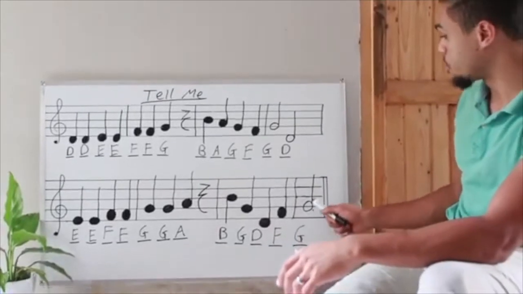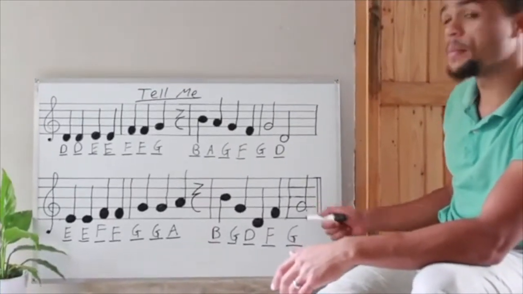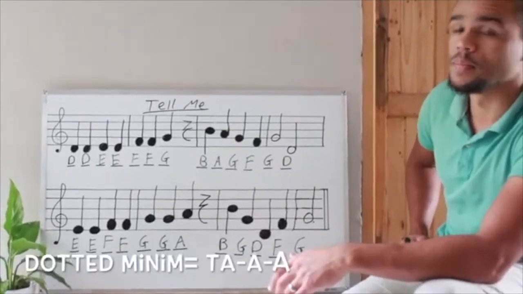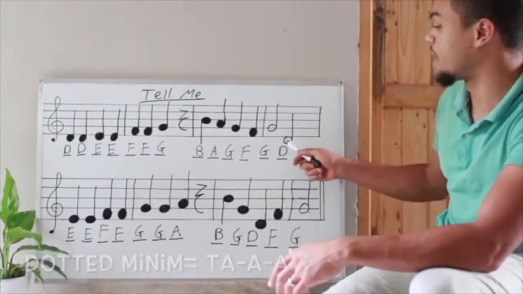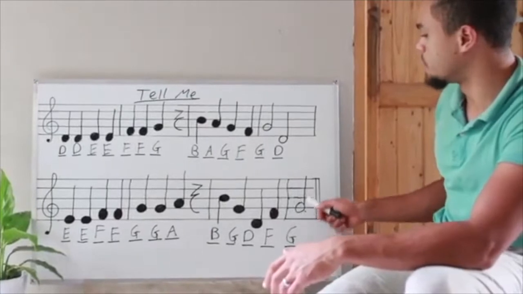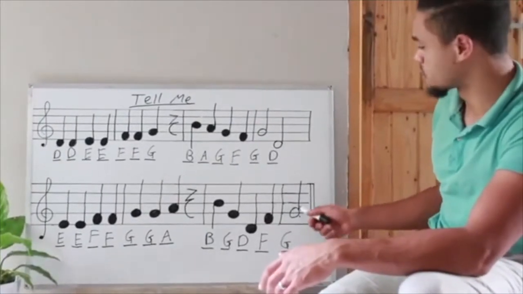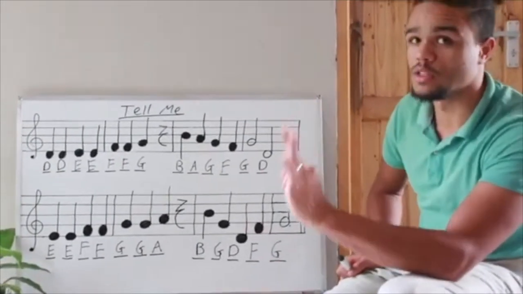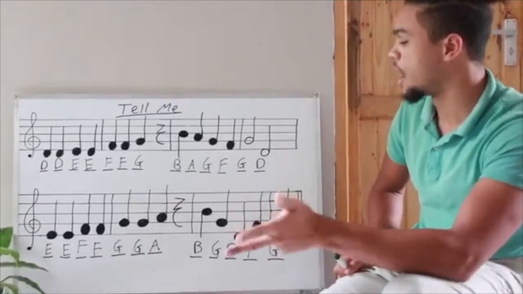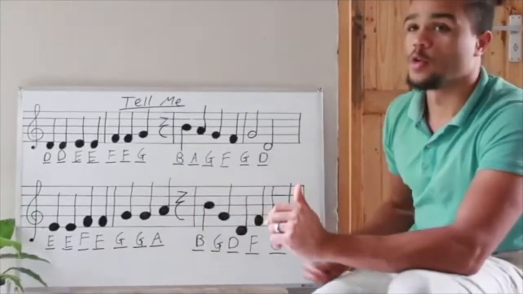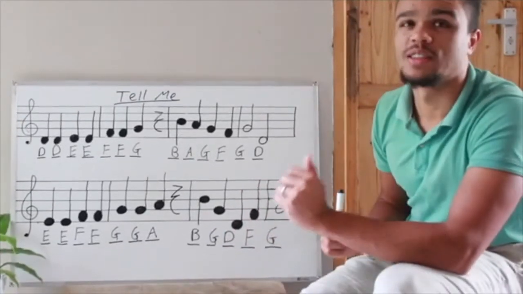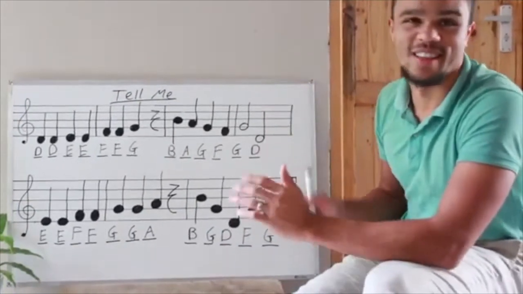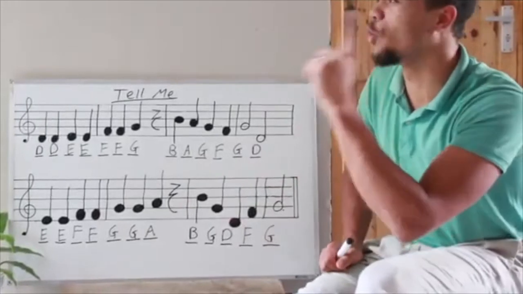When you can see through it and it has a dot, that makes it a minim. And a minim is a half note. So this makes it a dotted minim. The reason why it's called a dotted minim is because of the dot. And it has three beats. So ta, a, a. The rest rests for a ta. It just rests. So rest. So ta. Okay, the ta is for one beat.